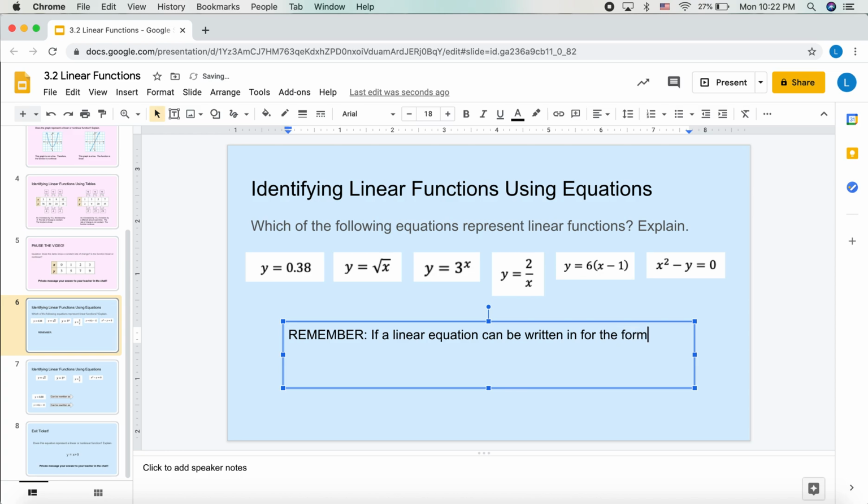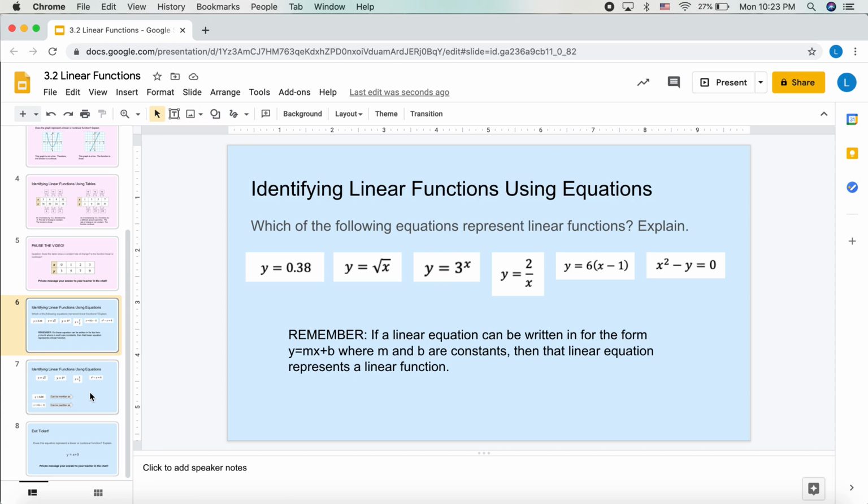So remember, guys, that if a linear equation can be written in the form y equals mx plus b, where m and b are constants, again, that means that they are not changing, then that linear equation represents a linear function. So we're going to keep that in mind when we are looking at these equations and determining if they represent linear functions.